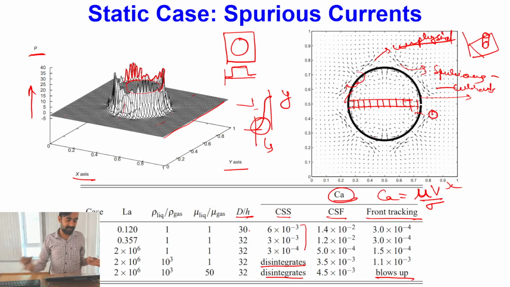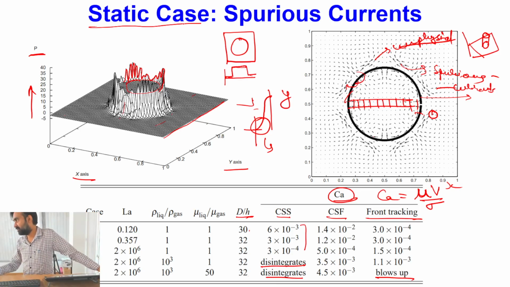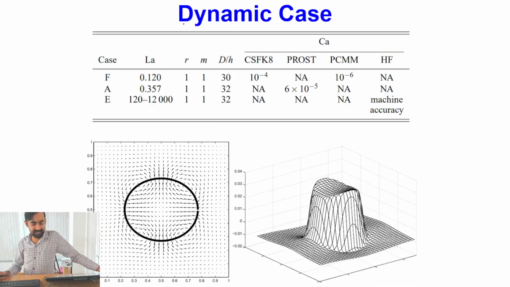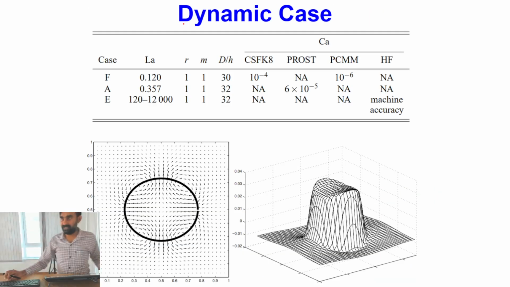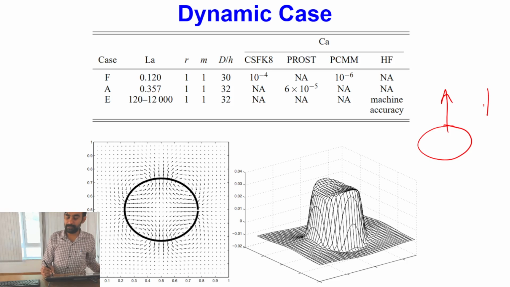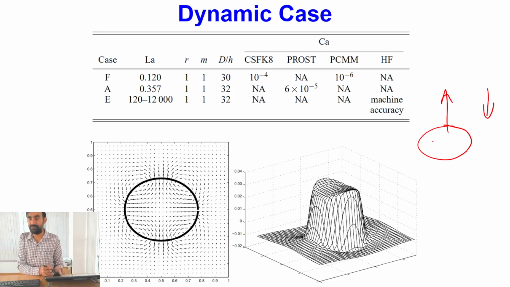Now this particular case is called the static case for testing of the surface tension methods. Along with this static case, we can also have one test which is called the dynamic case. In the dynamic case we can consider a bubble or drop which can either rise or fall. If I have a rising bubble, then of course there will be some deformation in its shape while it is rising, and a falling drop will also have certain shape changes.